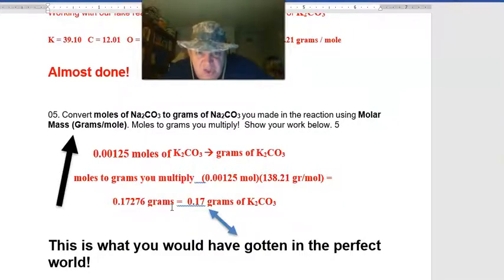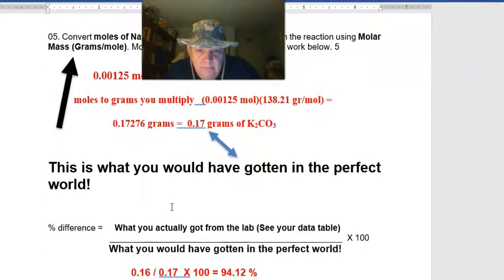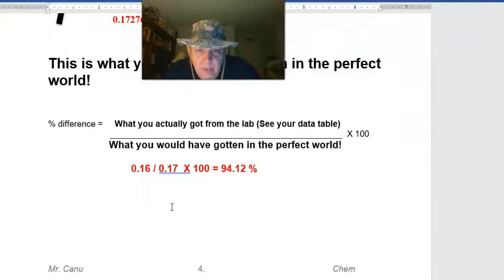No, it's not over. There is one more step. Just one more. Now we look at our percent. This is our percent yield. Okay? So for us, it's what you actually got from your lab, see your data table, compared to what you would have gotten in the perfect world.